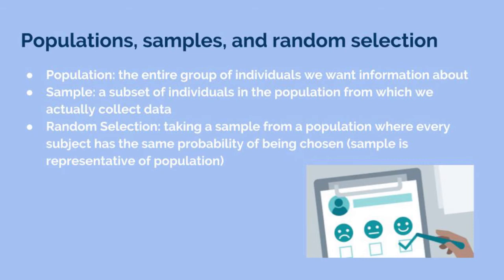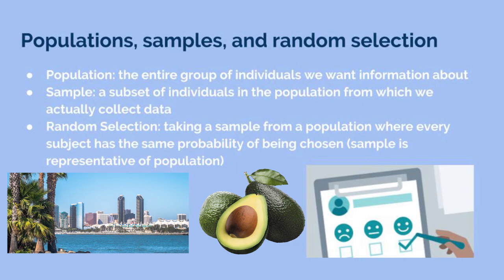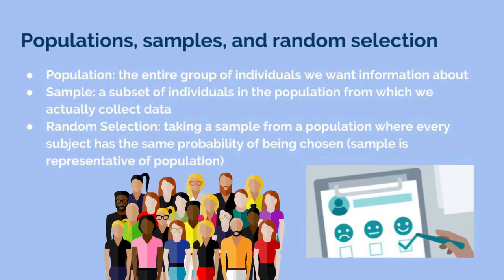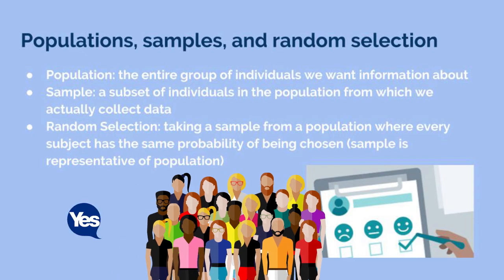A population is the whole group of individuals that we are trying to get information about, and a sample is a subset of that population from which we actually collect data. An example of this would be if we were trying to find out how many people like avocados in San Diego. It would be extremely difficult to get everyone's opinion on the matter because there are approximately 1.4 million of us. The idea is to take a smaller grouping of the 1.4 million and ask them the question instead.